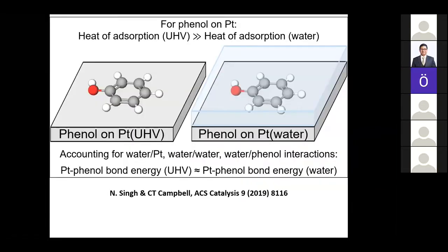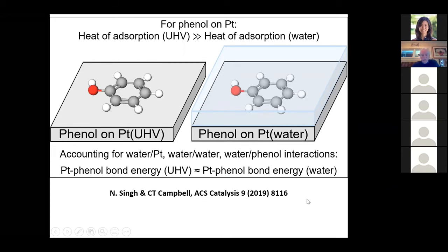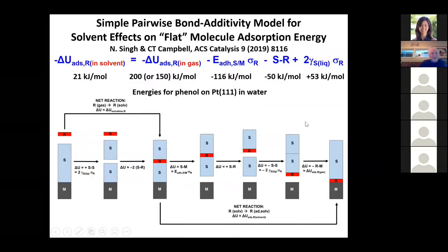Let me try to explain how we do this. So I'm saying this phenol adsorbs on the platinum in UHV or in the gas phase, and in water, there's a huge difference in the heat of adsorption, but I hope to convince you that it still has a geometry similar to this, and the nature of binding can still be the same, the opposite of what I set out to prove when I started trying to go through this. So this is a bond additivity model that we developed to try to understand the nature of all of the effects of the solvent on this process.